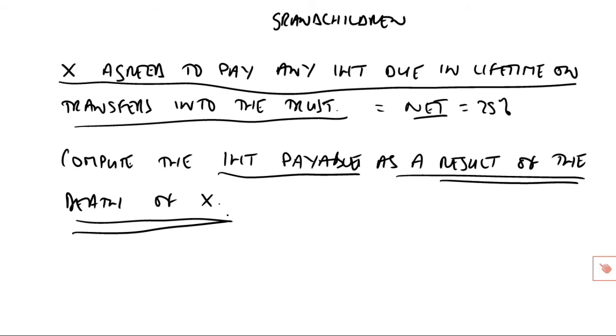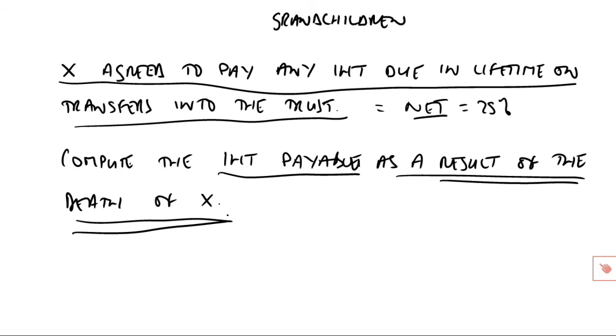So although the question is only asking us to compute the IHT payable as a result of the death of X, we must implicitly be required to compute any IHT that was paid in lifetime on the CLTs, the transfers into trust. Because if you don't know the lifetime tax, you cannot possibly compute the additional tax due on death. Because as we have seen, both in the previous session and in this session, to get that additional tax due on death, you've got to take away the lifetime tax that was already paid.